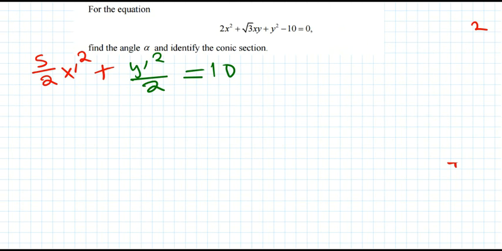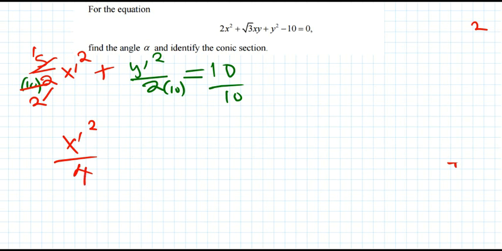Okay, so at this point, what do we have? I want to identify the conic section, so we want to have a 1 remain on the other side, so we can divide by 10, 10, 10. So for the first part, 5 there it's 1, 5 there it's 2, so 2 times 2, 4, so we have x prime squared over 4 plus y prime squared over 20 is equal to 1.